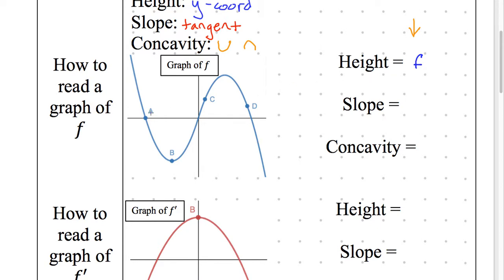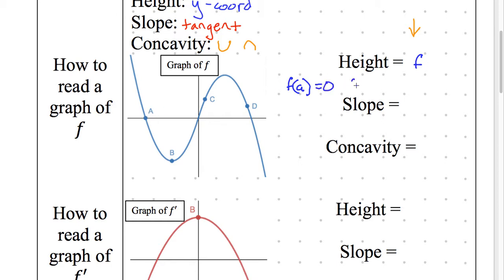So let's look at the height at A. F of A. What is f of A? Is it positive? Is it negative? Is it 0? Those are the only 3 things I really care about. What is the height at A? Not quite. It's right on the x-axis, so it's equal to 0.